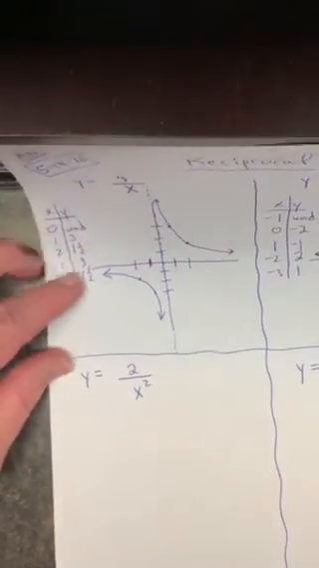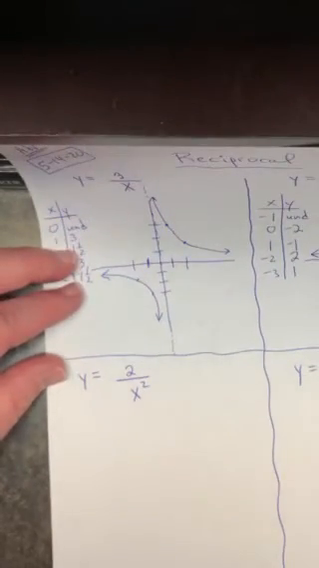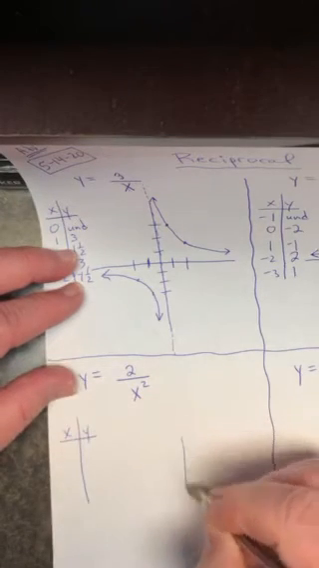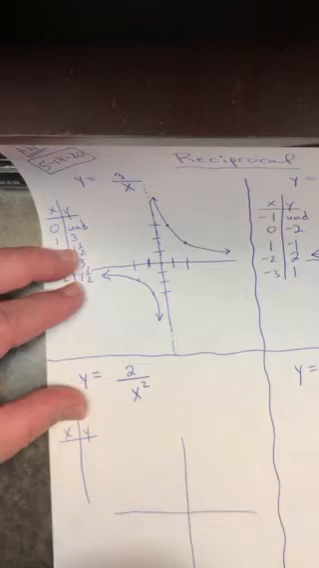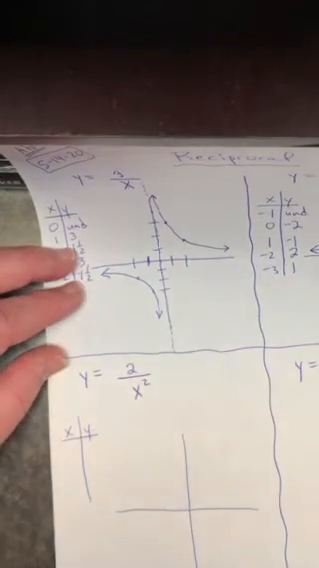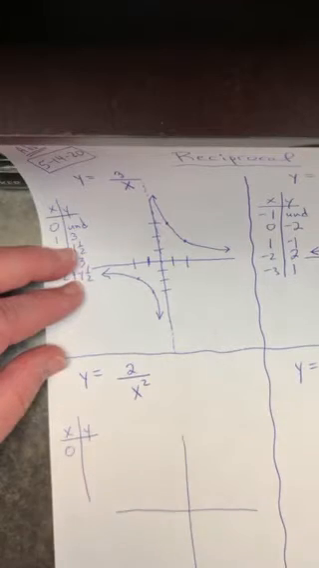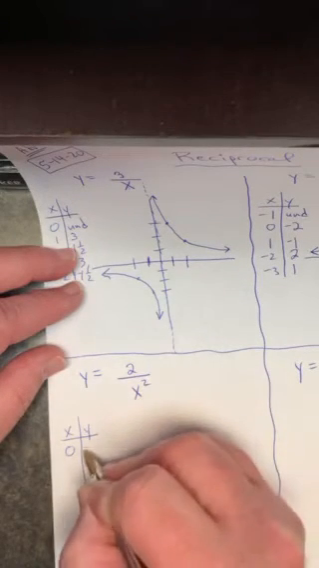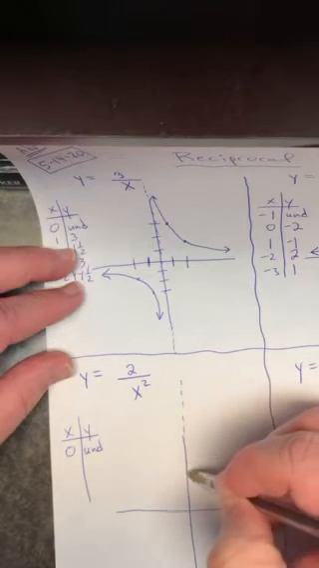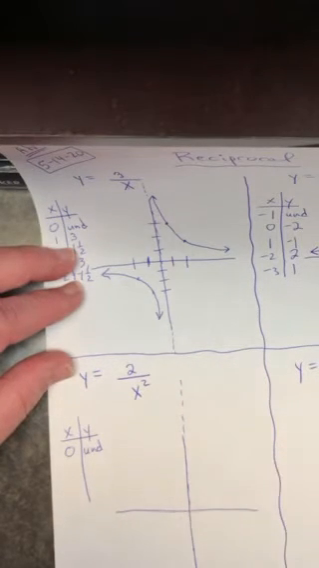Third block says y equals 2 over x squared. I'm going to make a table. Again, my instinct is what? It's a reciprocal function. There's an x on the bottom, creating a vertical asymptote. This time, again, it would be at 0, because 0 squared is 0, and that's still undefined. Draw my vertical asymptote through 0.